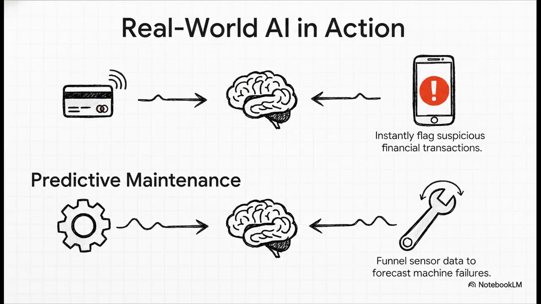And you can really see the impact in the real world. That instant alert you get from your bank about a suspicious purchase? Yeah, that's very likely Kafka streaming data into a fraud detection model in real time. Or that giant machine in a factory that gets serviced right before it's about to break down. That's Kafka, funneling sensor data to a predictive maintenance model. It's the thing that makes AI immediate and actually useful.